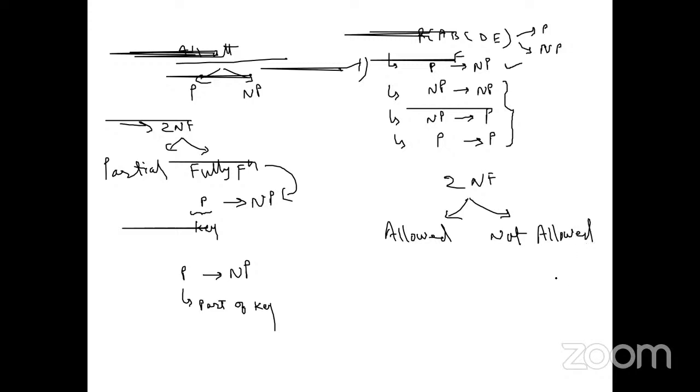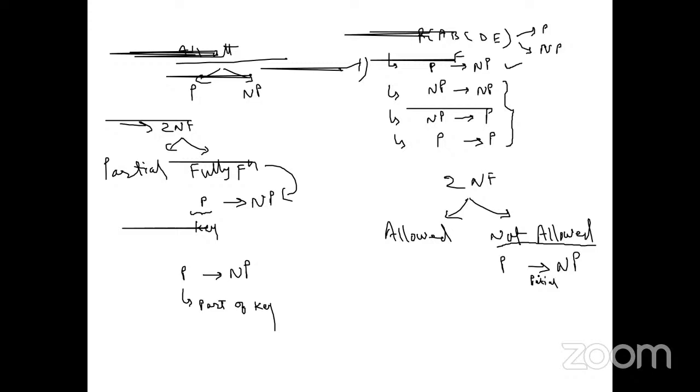What is not allowed in our case: we have a set of dependencies. We'll look at each and every dependency one by one, and check whether every dependency satisfies the rule of allowed. If any dependency has a non-prime depending on prime which is partial, then it is not allowed. If a single dependency in a relation has a partial dependency, the entire relation is not in second NF.